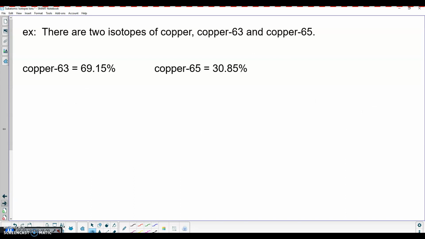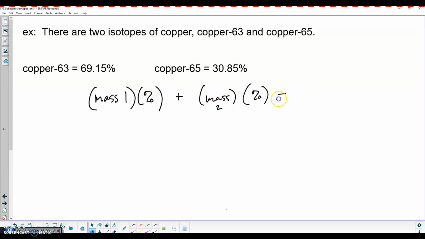Looking at the next part here, we're going to do the exact same thing, except we're not using students. We're using different elements and the abundance of these different isotopes. So all you have to do is take the mass of the first isotope times its percent abundance, plus the mass of the second times its percent abundance, and so on, as many as you need, and that's going to give you the average mass. It's really not that bad. Pretty straightforward.